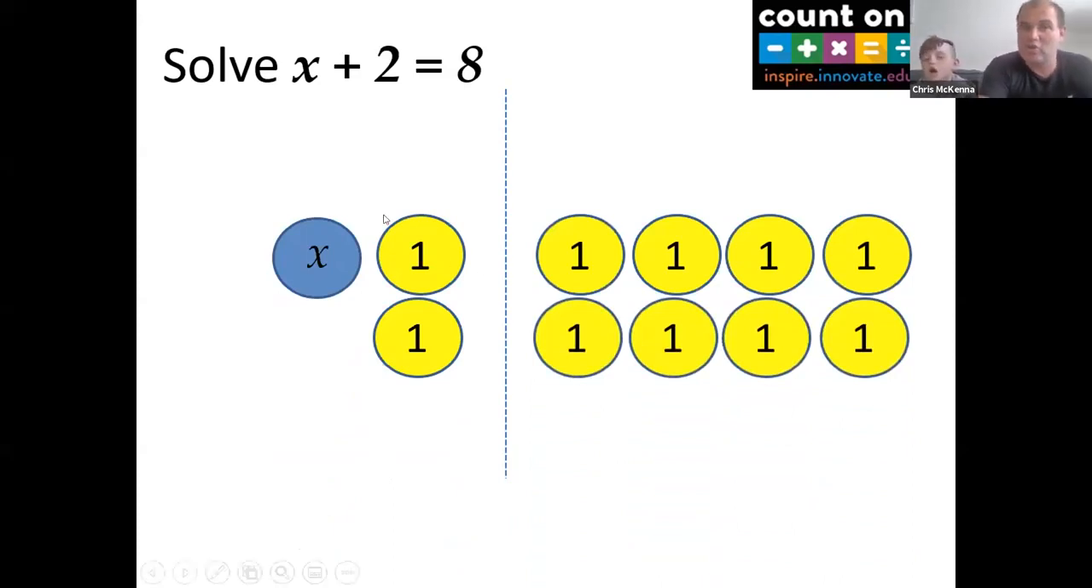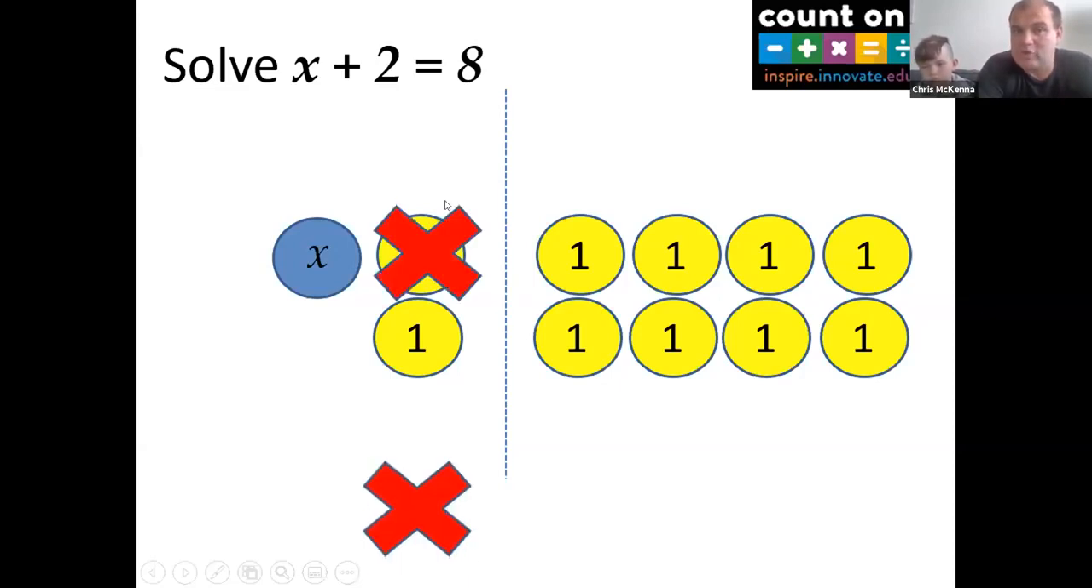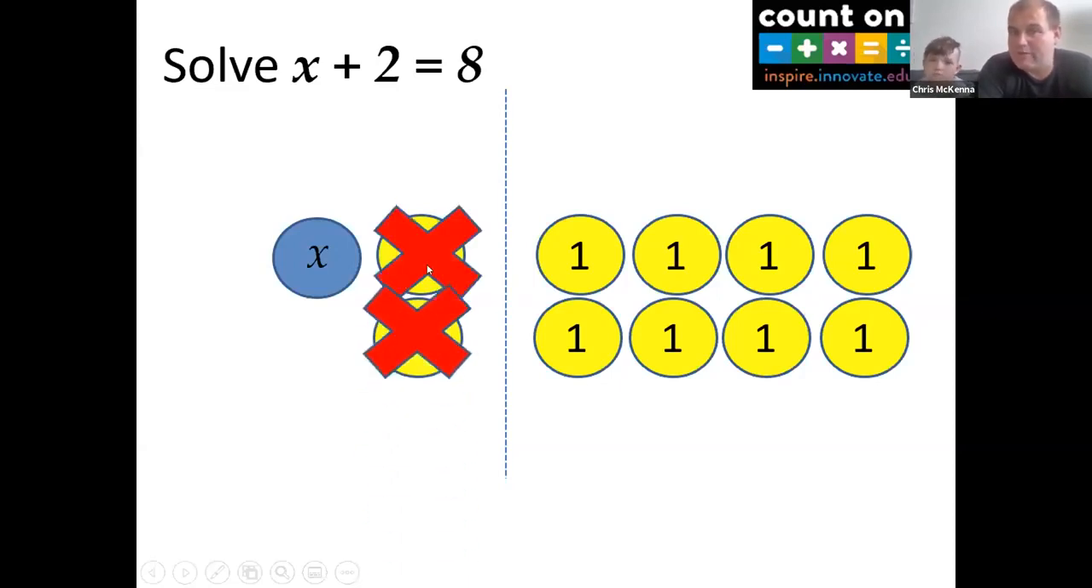This is me trying to demonstrate how to do algebra using counters. I can see here I've got x, which is this bit here, plus 2, so I've got 1 and 1, which is 2, equals, the blue dotted line standing for equals, the other side, which is 8. Now, I want to work out what x is, so I want to chop that one off and chop that one off. But how many have I chopped off here?